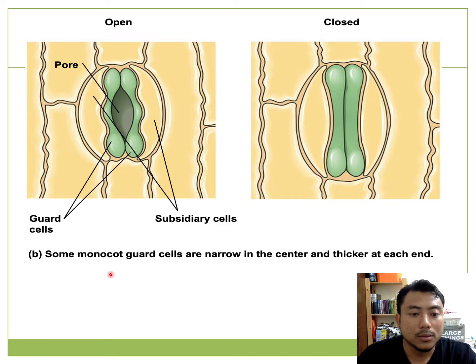Okay, so in some monocotyledons, guard cells are narrow in the center and thicker at each end, and ini they just describe some structure of the subsidiary cells ni, shape dia macam ni. Alright. However, the guard cell still is the one in the middle, yang ni.